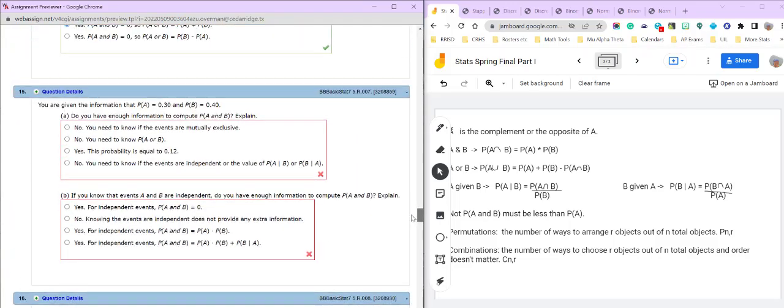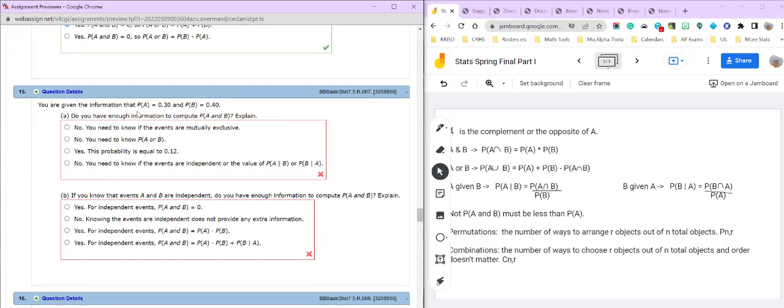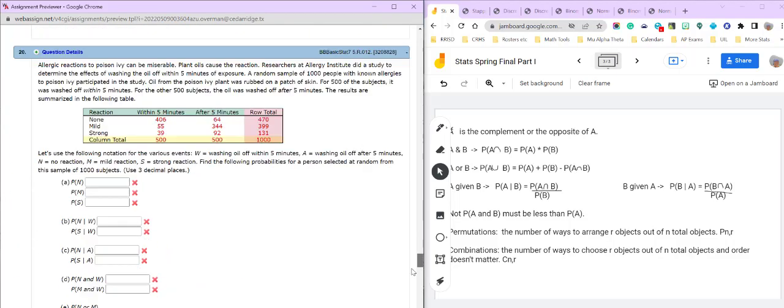Read carefully. Even Mrs. Overman has to do that. So there you go. You're given the probability of A is 0.3 and probability of B is 0.4. Do you have enough to compute A and B? You have to know if they're independent. If they are, then yes, you could just multiply. If you know they're independent, then you just multiply. That's it. I probably should add that.